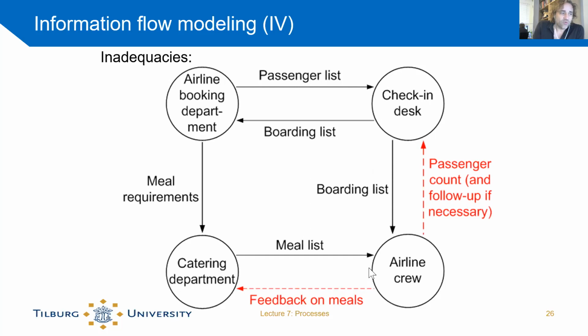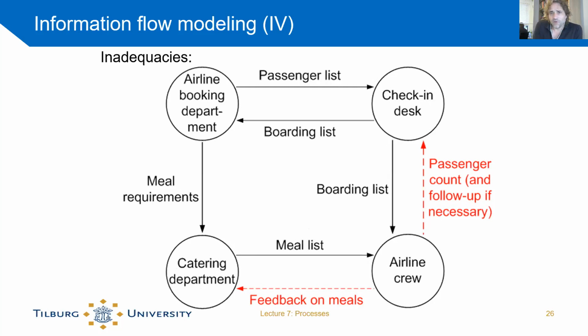You could also say, maybe the airline crew wants to give feedback on meals. So if the person in seat 7A has said, well, I don't really like this meal, they can make a note and send it back to the catering department. It's not a necessary information flow, but it may be useful feedback for the catering department to improve their meals. So it's not absolutely necessary, but it may be used to give better service.